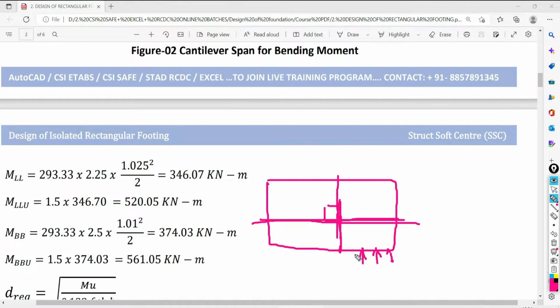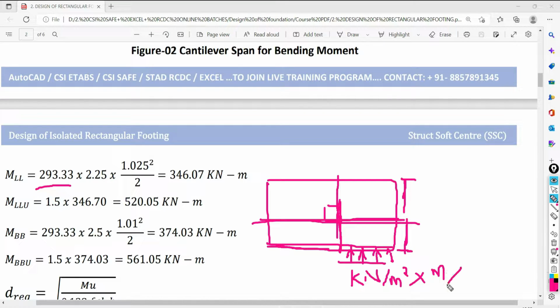Here the upward soil pressure is how much? 293.33 kilonewton per meter square. You have to multiply it with the width of the footing. If you are going to make the calculation along the length, the width is going to become the actual width of the footing. So I am going to consider the actual width in meters, multiplied by this cantilever portion, 1.025 square divided by 2. Ultimately it gives the result in kilonewton meter, that will be your moment.